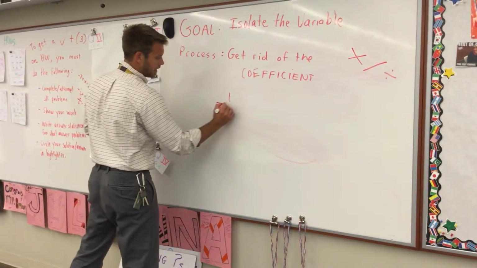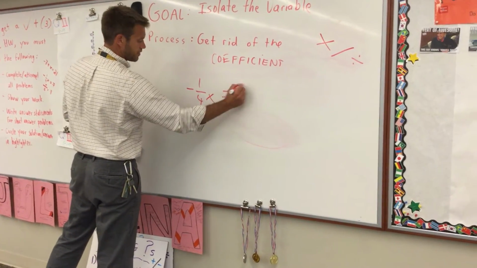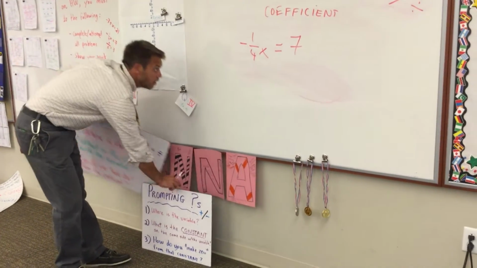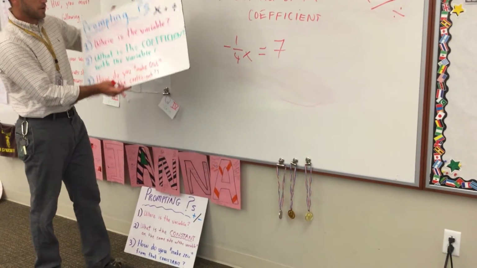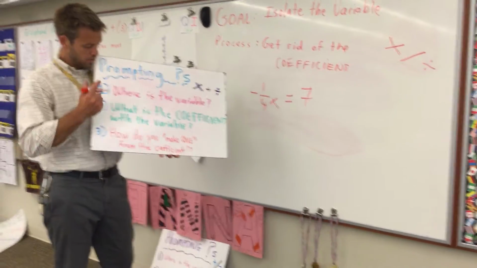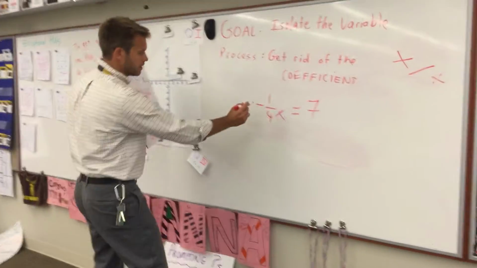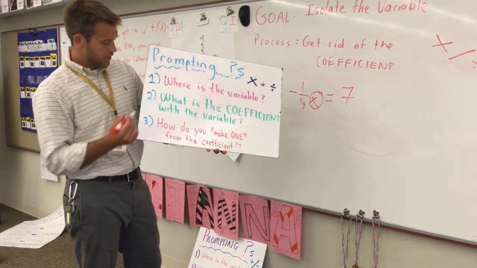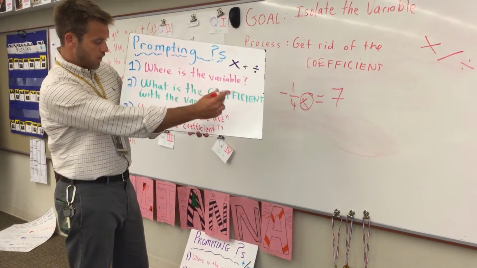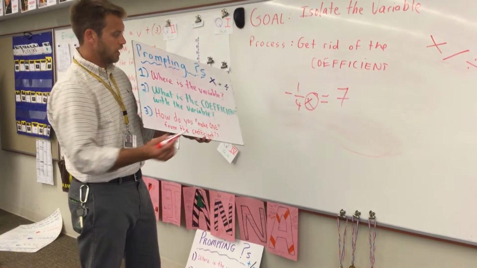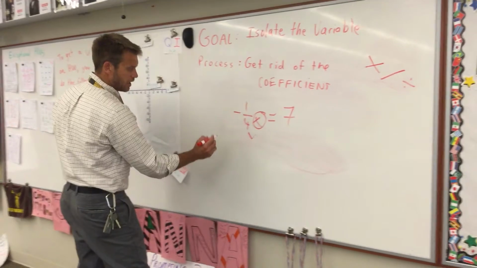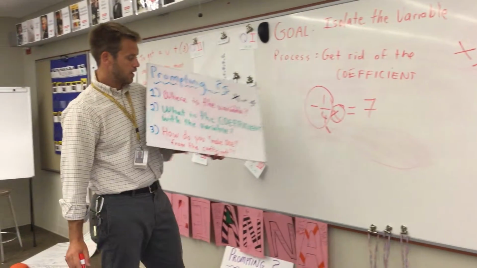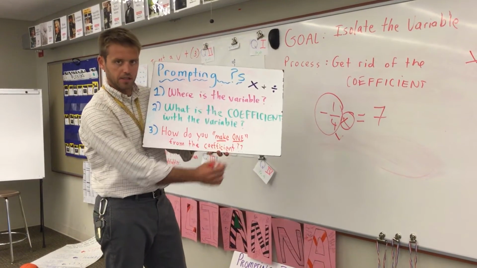If I have a problem, -1/4 x equals 7, this is going to be a little bit different. This is a multiplication problem. I know because it's a coefficient with a variable. So I'm going to ask myself where the variable is. Same first prompting question. Well, there it is. Hello, variable. A variable is always a letter representing an unknown value. Secondly, I would ask, what is the coefficient with the variable? Or in other words, what is happening? In this case, we already said this is multiplication, and we do have a very easily seen coefficient. It's -1/4.